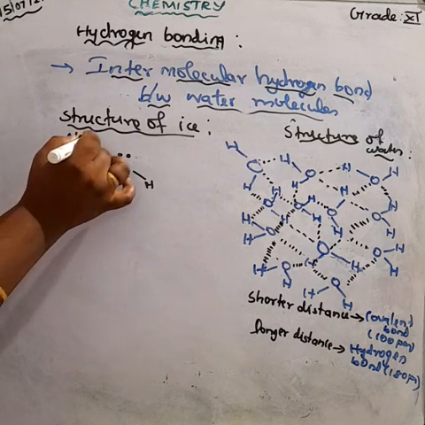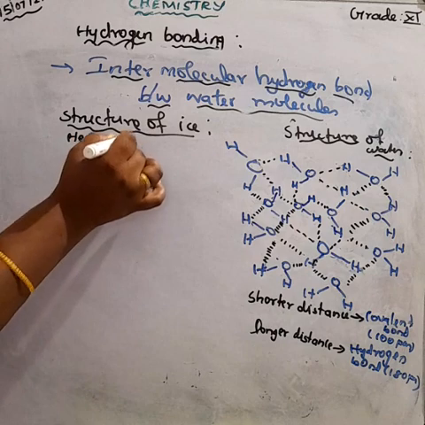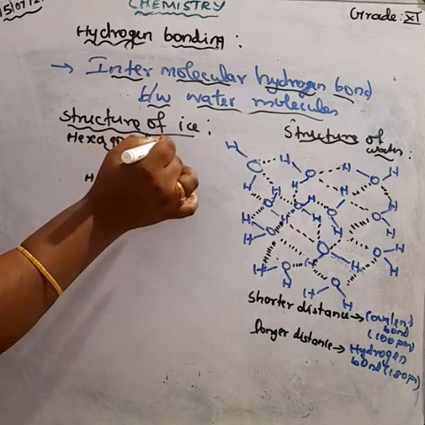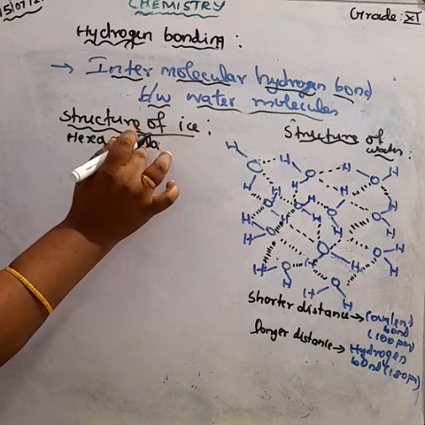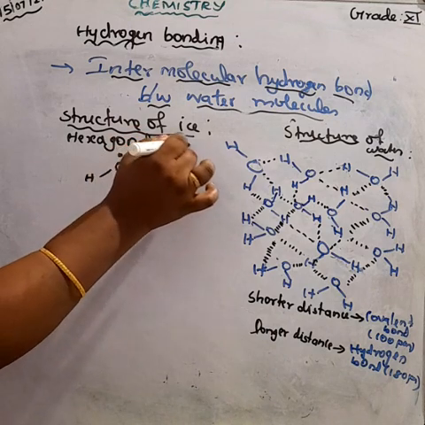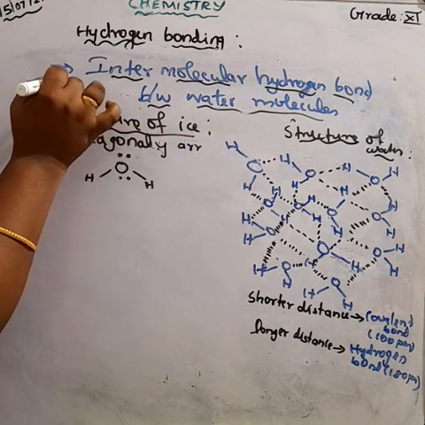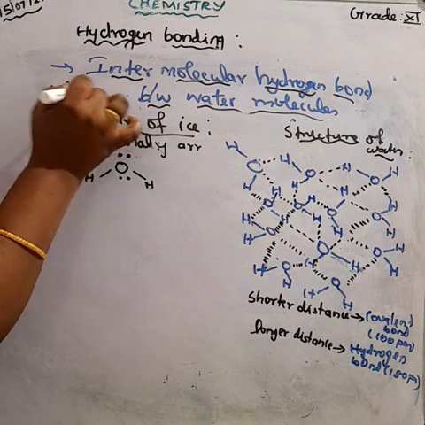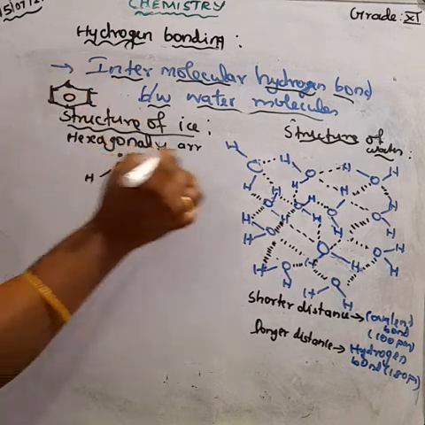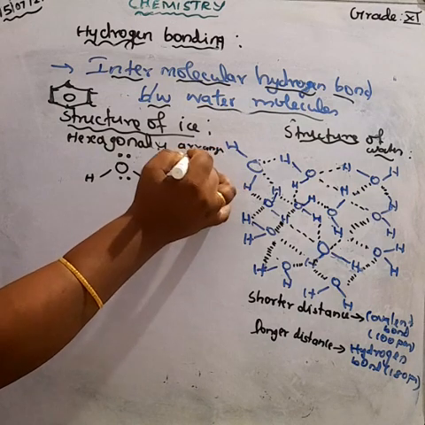The normal structure of ice is a hexagonal arrangement. Hexagonal means like a benzene ring. Okay, what is the shape? It is a hexagonal shape, with six carbon atoms here. Like that, in ice. Okay, the formation of ice is a hexagonal arrangement.